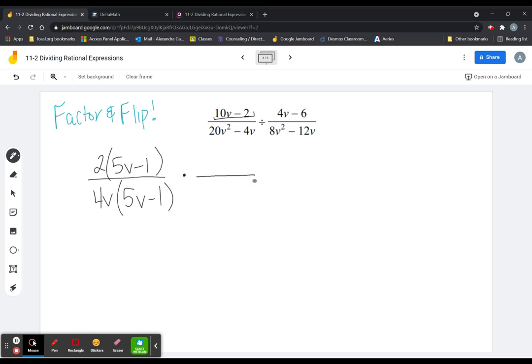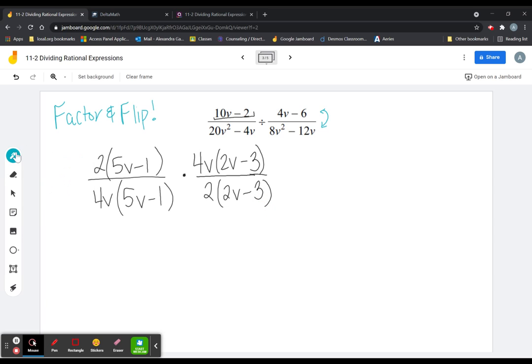And now I'm factoring and I'm flipping. So I'm going to go ahead and flip this guy as I factor. So now instead of having 4v minus 6 on the top, I'm going to factor 8v squared minus 12v. And I can pull out a 4v, and that's 2v minus 3. And then the numerator is now the denominator, so 4v minus 6, I got to factor that. It looks like there's a 2 that we have in common, and it's 2v minus 3. Oh, this is going to work out very nicely.